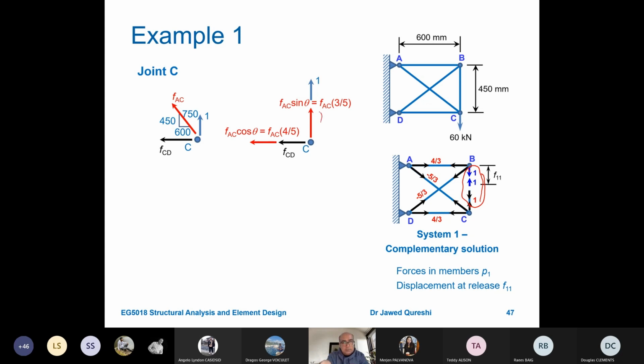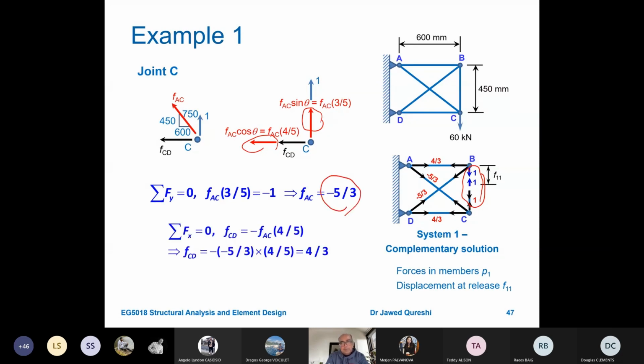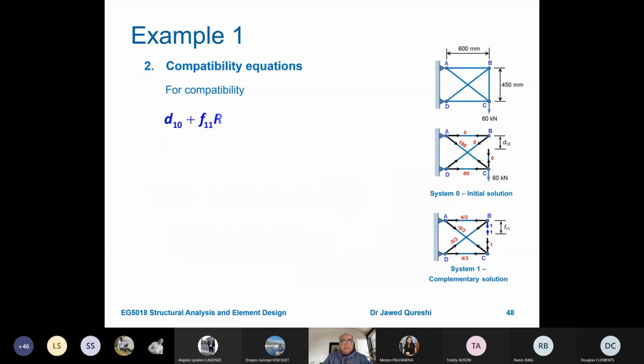I will make horizontal and vertical components of these red forces. Again, from here I can work out the member force, FAC. So FAC is going to be 5 over 3. FCD is going to be 4 over 3. Because this is symmetric, it makes sense that the forces in AB and AC are going to be the same as in BD and DC.